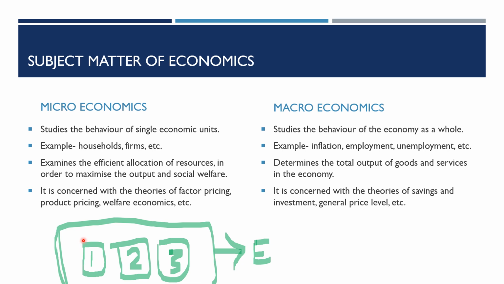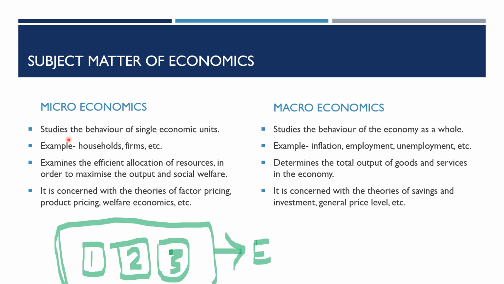That is called microeconomics. In macroeconomics, what we're doing is studying the whole economy, which consists of these three houses. We're studying this entire economy, and then we are saying what household one, two, or three has to do based on research of the entire economy. That's the difference between microeconomics and macroeconomics.